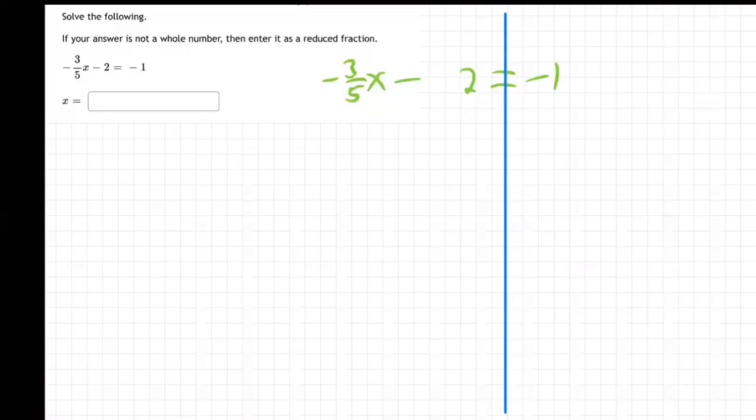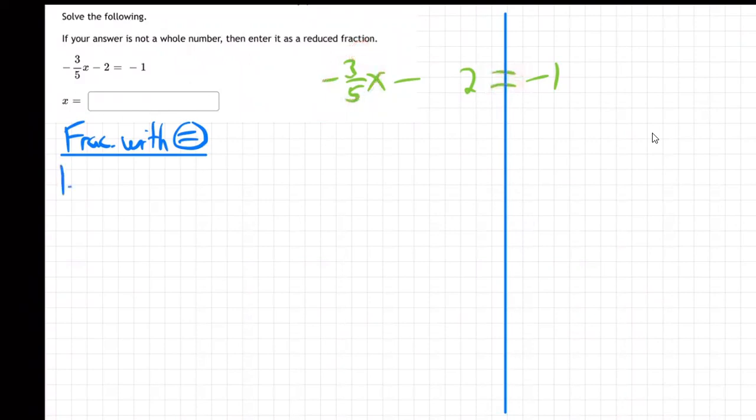Okay, so on this question, we are looking to solve it. Notice we have fractions with an equal sign. So that's the name of the game: fractions with an equal sign. How do we solve fractions, right? Because we have fractions and we have an equal sign.